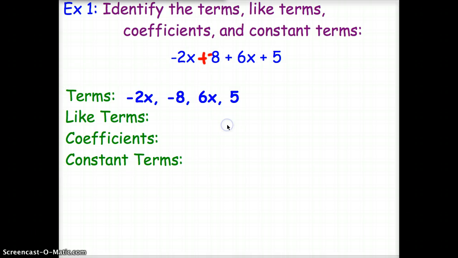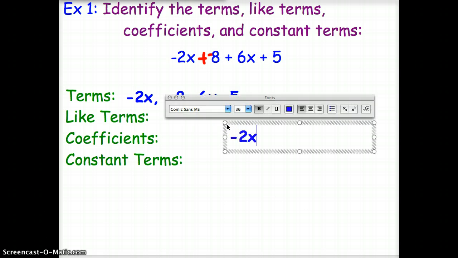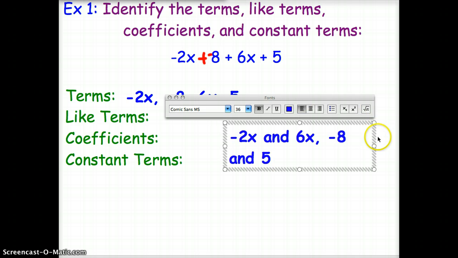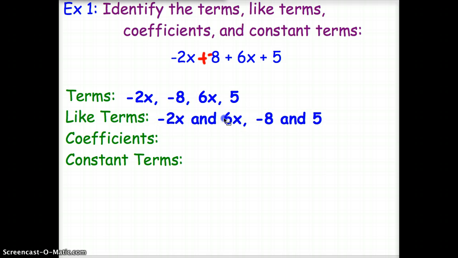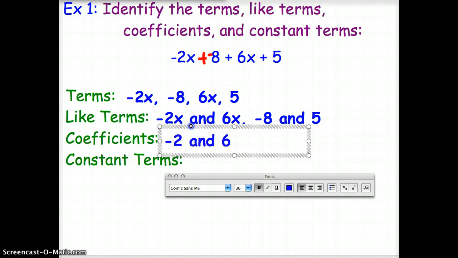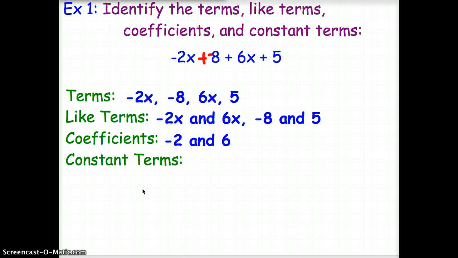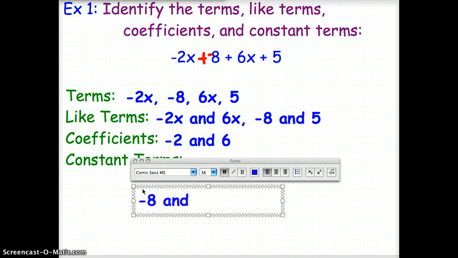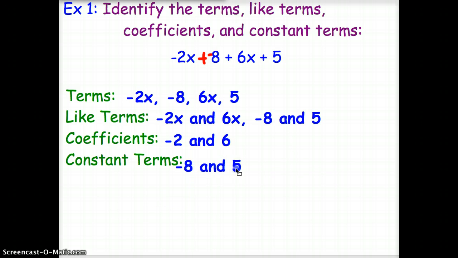My like terms are the ones that have the same variable and the same exponent. So I have 2 pairs of like terms. One pair is negative 2x and 6x. The other pair is negative 8 and 5. So those are my like terms. Coefficients are those numbers in front. So my coefficients are negative 2 and 6. And my constant terms are terms without any variable at all. So negative 8 and 5 are my constant terms.